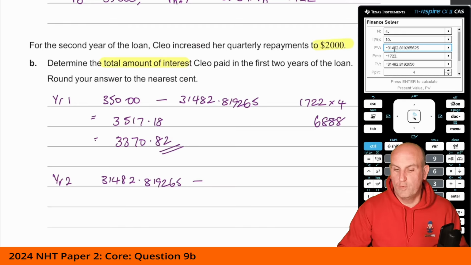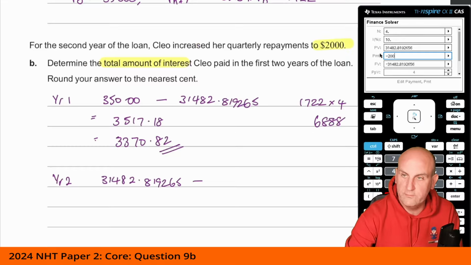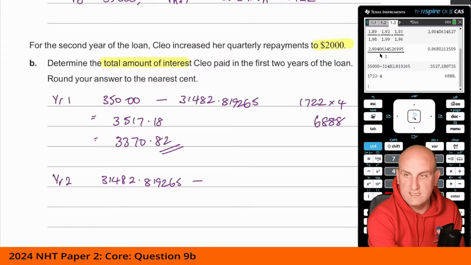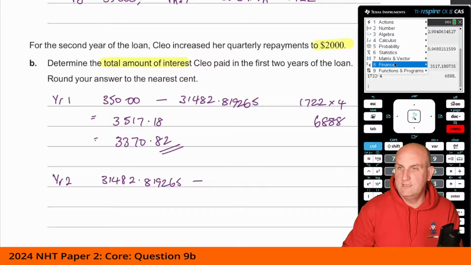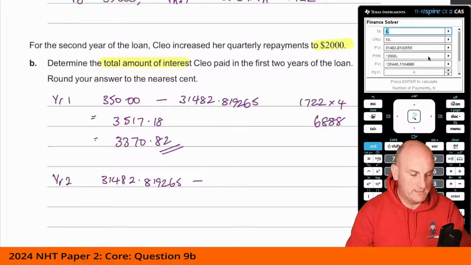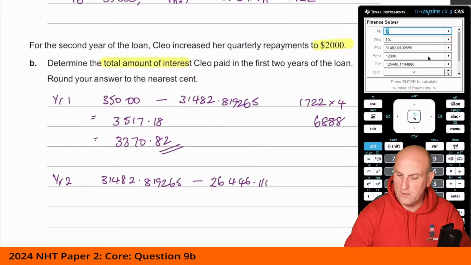Now, because I'm almost restarting the question, that's going to become positive. Now she pays off $2,000, so that's minus 2123. And again, the interest rate stays the same. Everything stays the same. How much has she got left? Clearing that out. Come on, play nicely. Financial solver. Right, so the final value was 26446.1104, whatever. So how much, therefore, has she paid off?